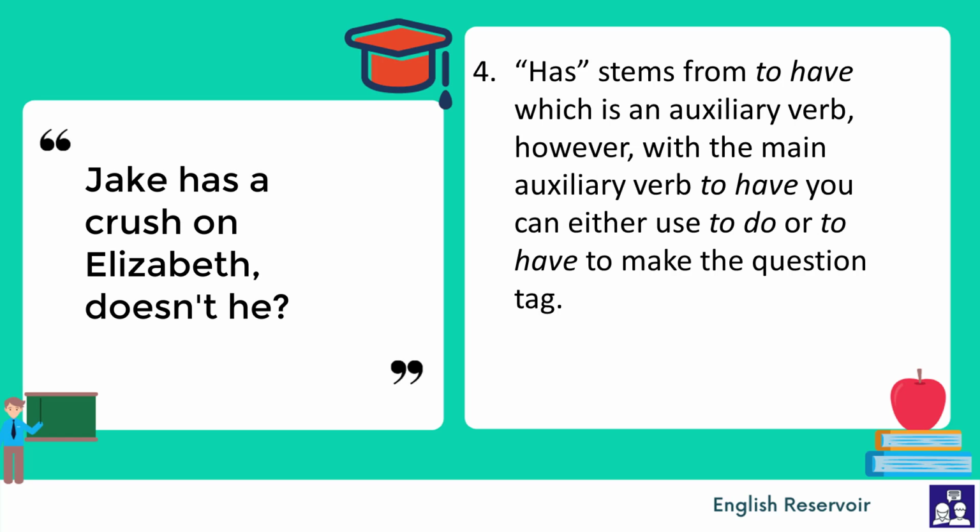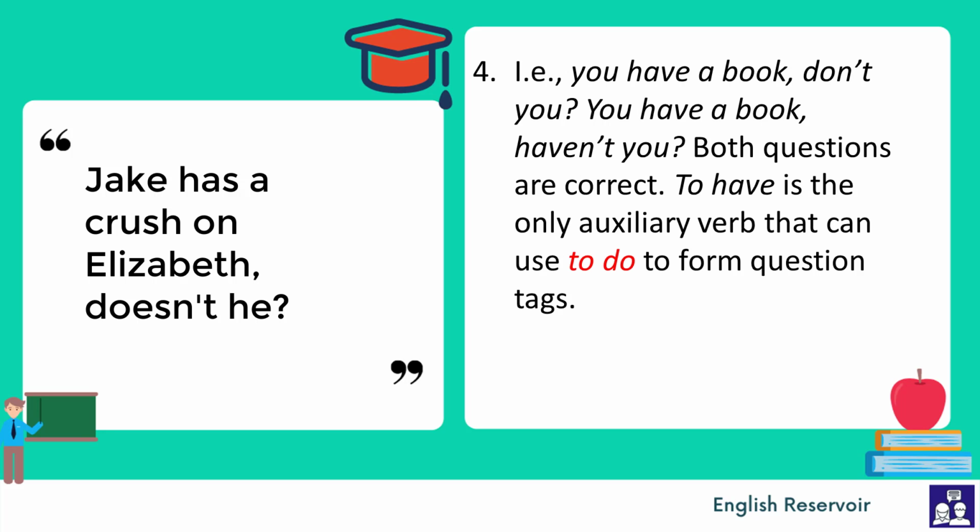Jake has a crush on Elizabeth, doesn't he? Has stems from to have, which is an auxiliary verb. However, with the main auxiliary verb, to have, you can either use to do or to have to make the question tag. I.e., you have a book, don't you? You have a book, haven't you? Both questions are correct. To have is the only auxiliary verb that can use to do to form question tags.